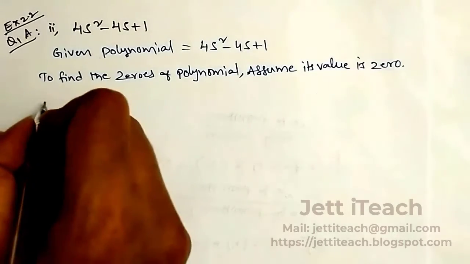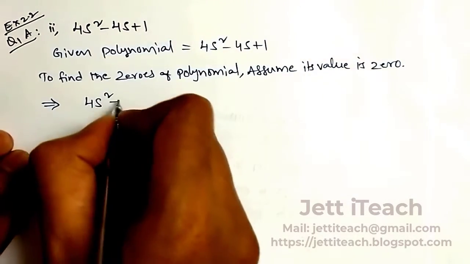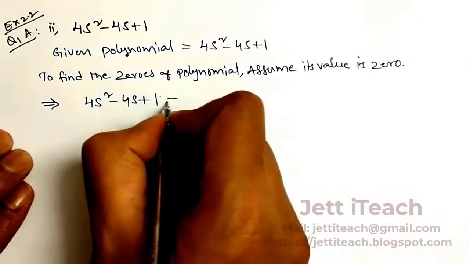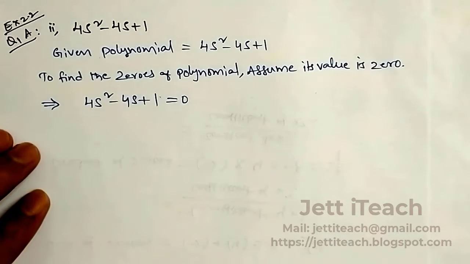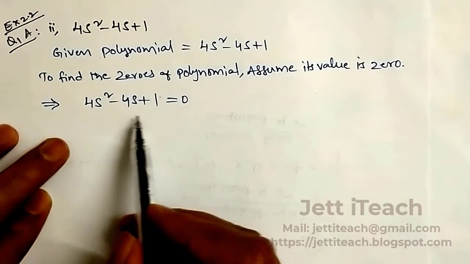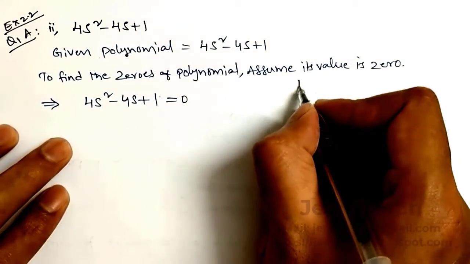Okay, now 4s square minus 4s plus 1 equal to 0. Now we need to split 4s into two terms. Okay, I will tell you how to split those terms.